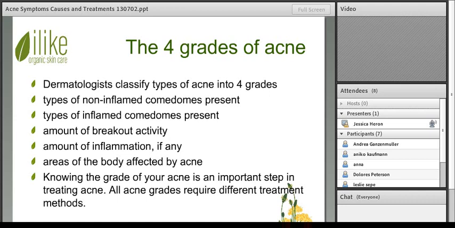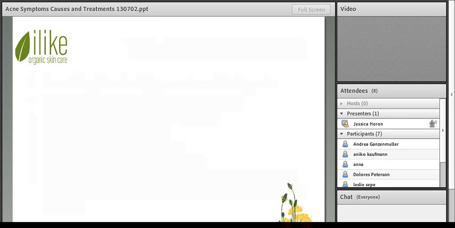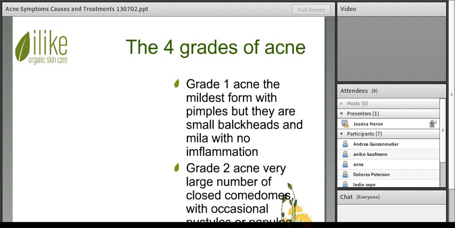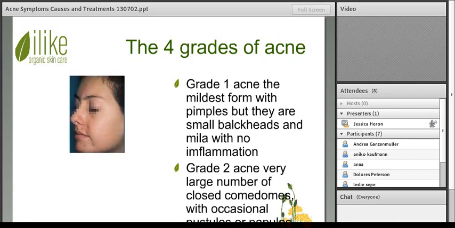So when you understand, okay, this is what's happening in this stage, and this is what this type of lesion is that we just went over, what kind of acne lesions are what, and how they function and how they get there, that will be the first step in knowing what to recommend. But we'll talk about those treatments and how to utilize those treatments to treat those types of lesions. But we're talking about the 4 grades of acne now. Now, grade 1 is the mildest form of pimples, but they are small blackheads and milia with no inflammation. Grade 2 acne, very large number of closed comedones with occasional pustules or papules.